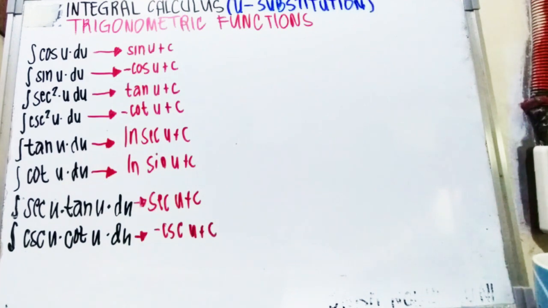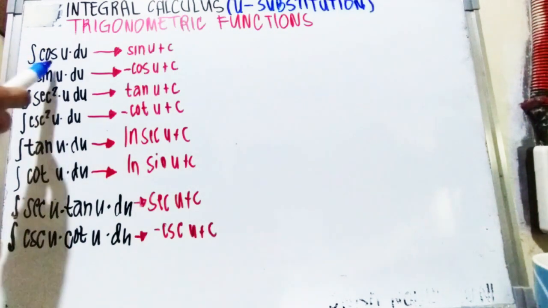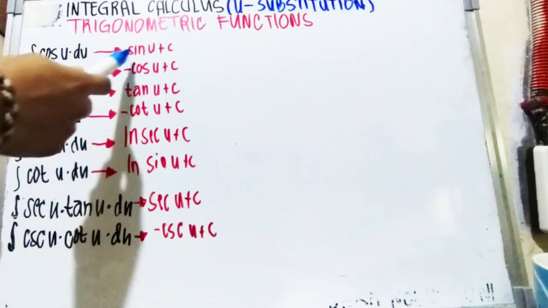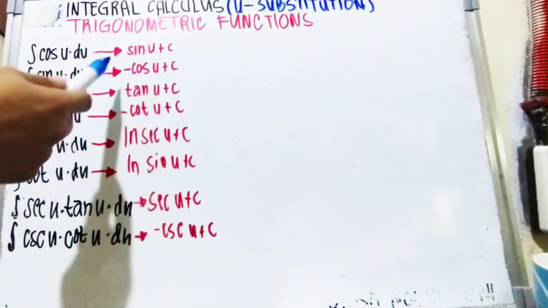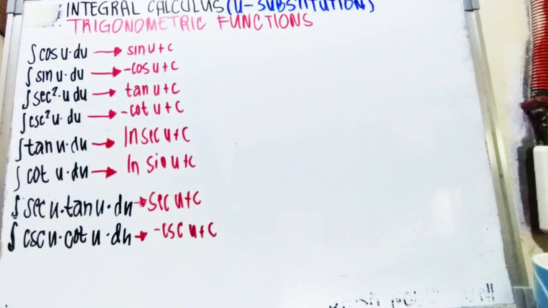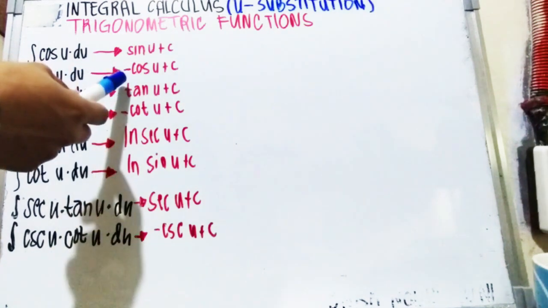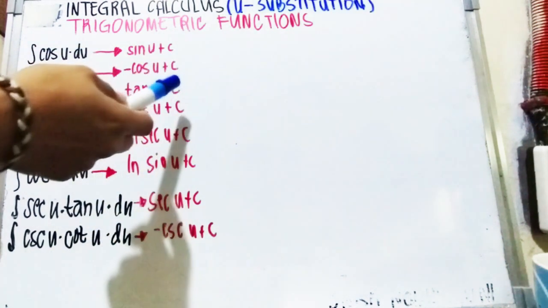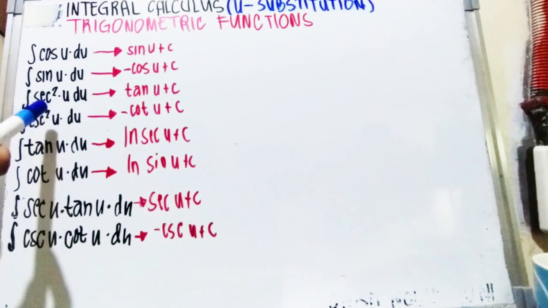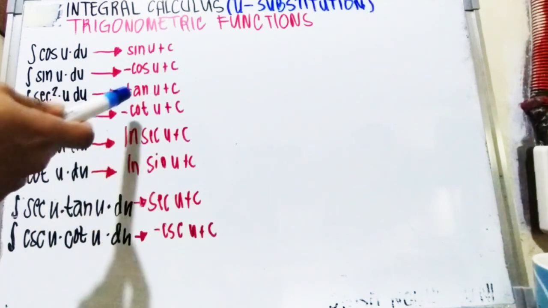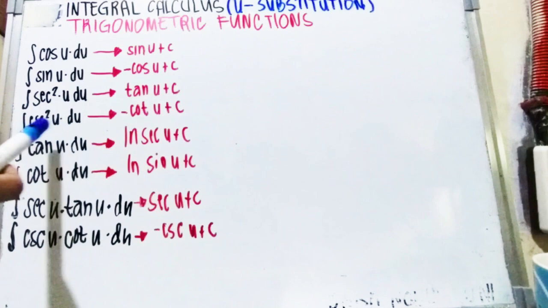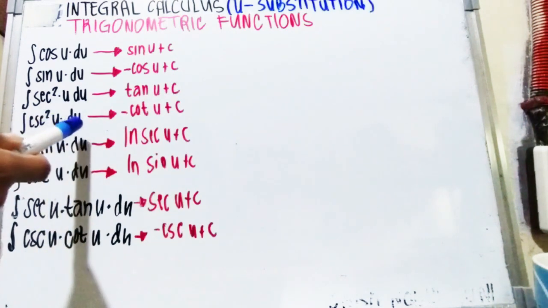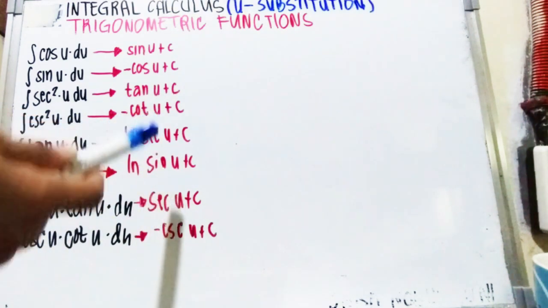First, meron tayong integral of cosine u du is sin u plus c. Next, the integral of sin u du is negative cosine u plus c. The integral of secant squared u du is tangent u plus c. Cosecant squared u du is negative cot u plus c.